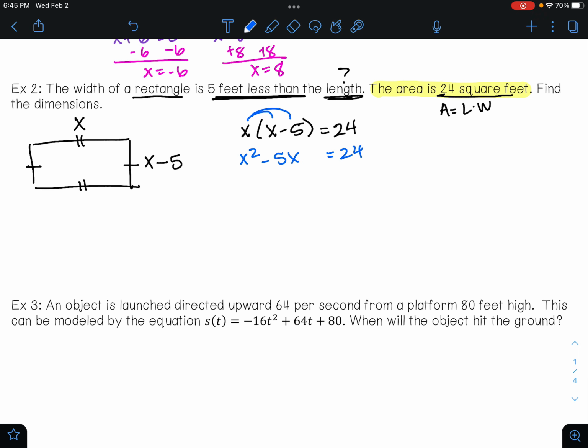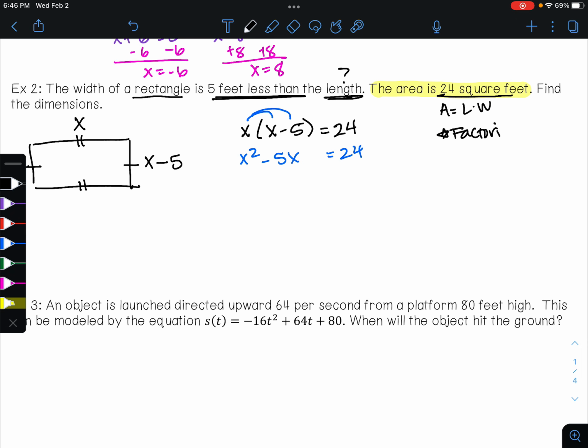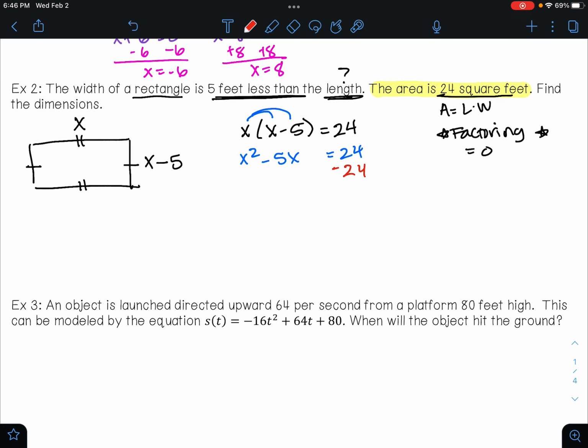Now you can choose to solve this equation either by factoring or by quadratic formula, whichever you prefer. This one looks like it's probably going to be factorable, so I'm going to choose to solve by factoring. And again, if I choose to solve by factoring, I need one side to equal 0 to be able to solve that way. And so to make one side equal 0, I'm going to go ahead and just subtract 24 on both sides and get x squared minus 5x minus 24 is equal to 0.